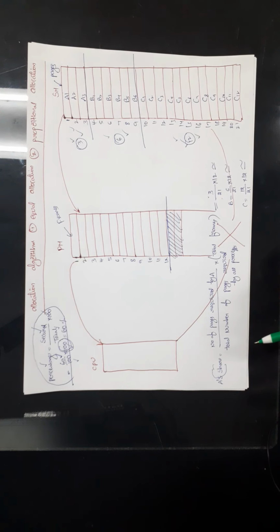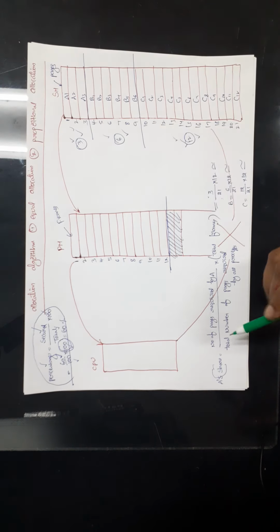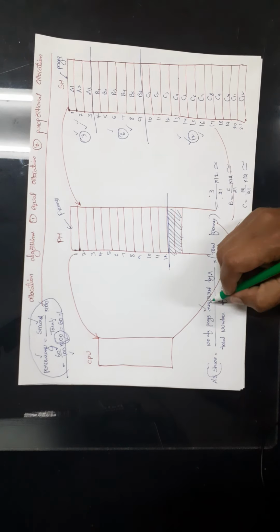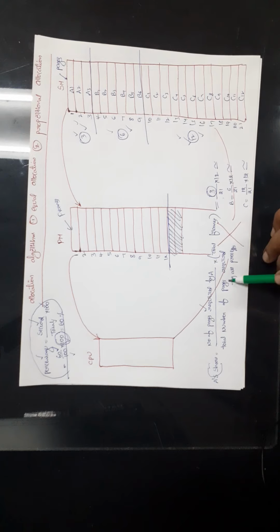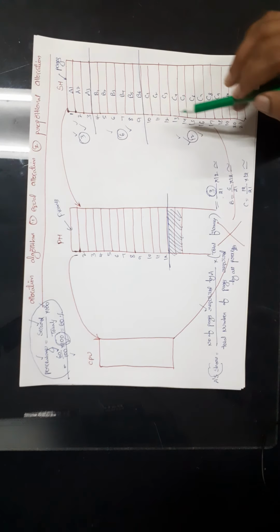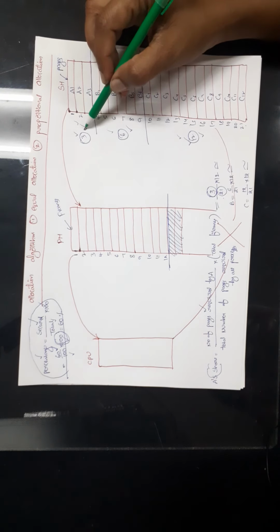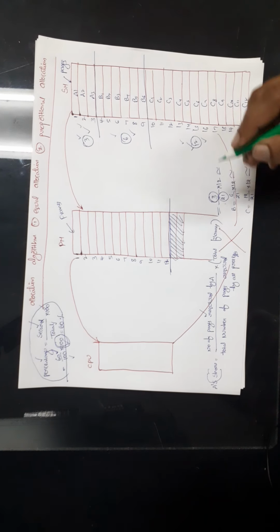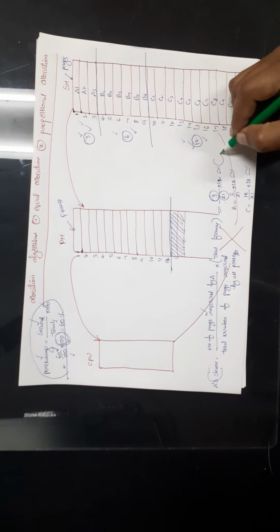This is the formula. In the similar way, in order to calculate the number of frames allocated to process A, the formula is the number of pages required by A, which is 3, divided by the total number of pages required by all the processes, which is 21. So A requires 3 pages and the total pages required by all the processes is 21, into the number of frames, which is 12. This is the formula to calculate the number of frames for process A.